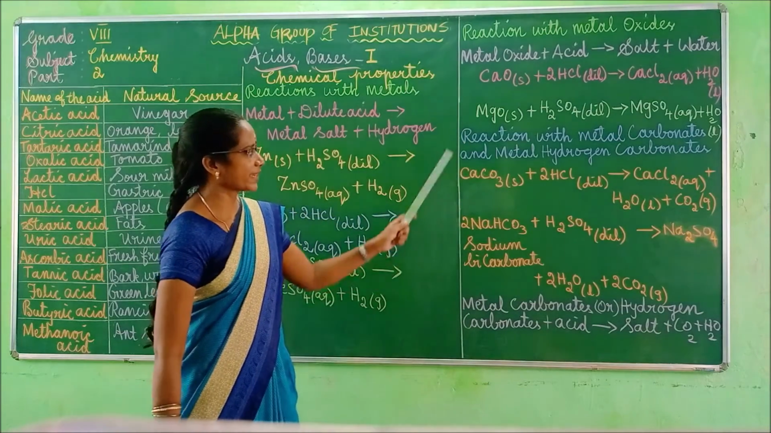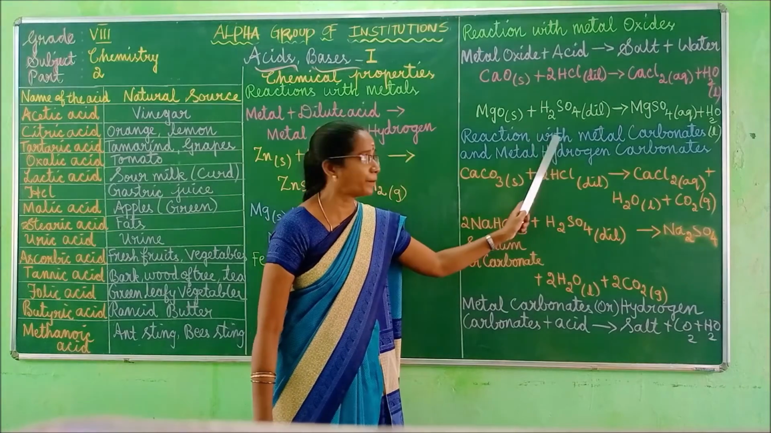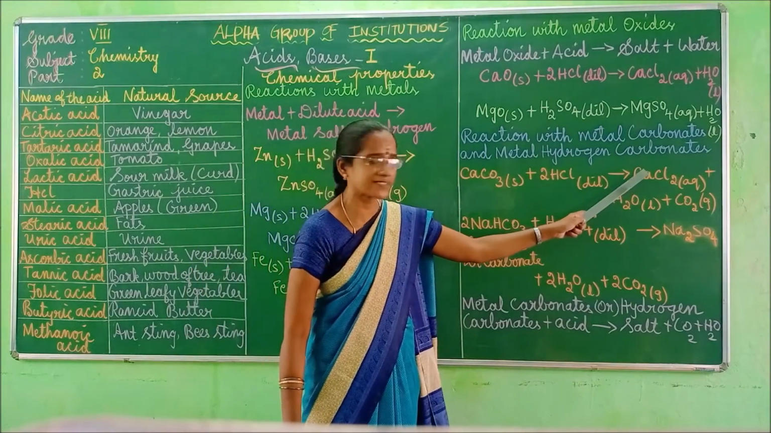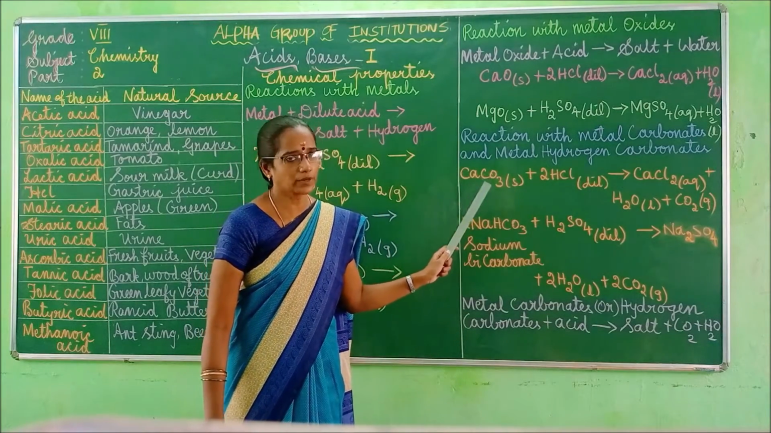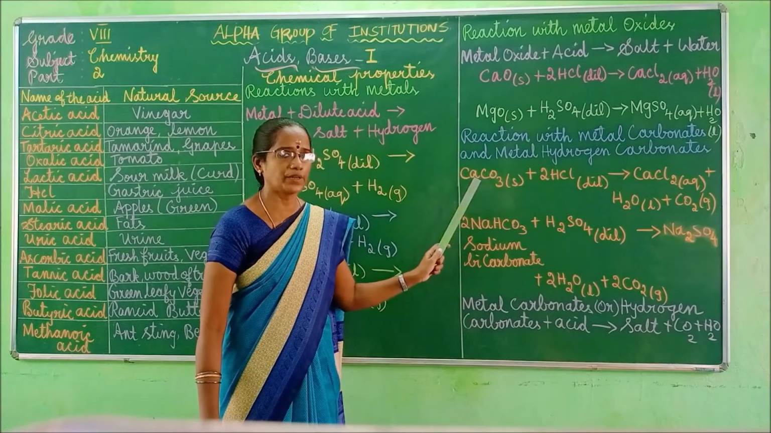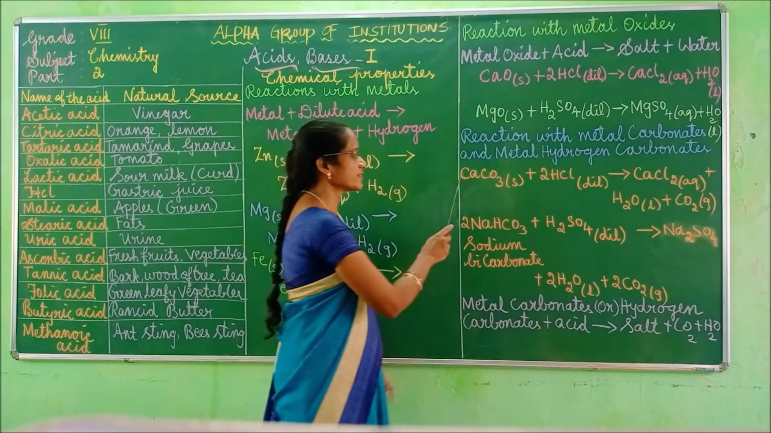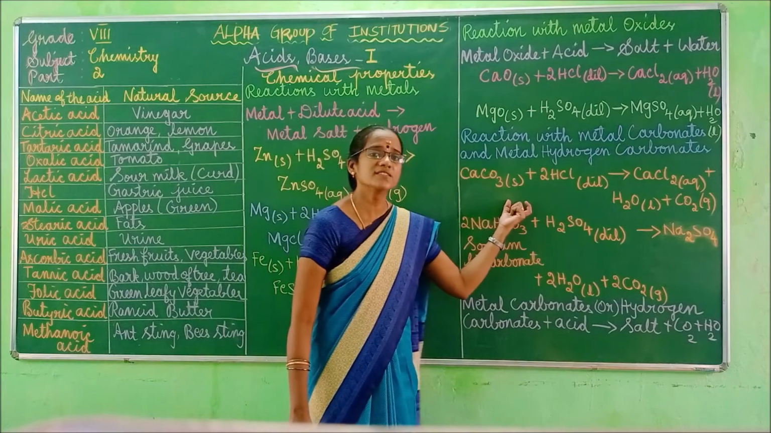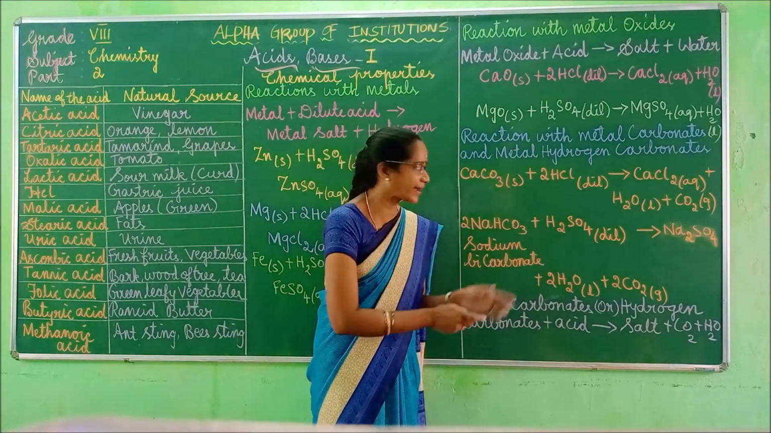Next we can move to the reaction of acids with metal carbonates and metal hydrogen carbonates. CaCO3 is calcium carbonate, a metal carbonate. Calcium carbonate is an example of a metal carbonate. CaCO3 is in the solid state, so you have to put s inside the bracket.